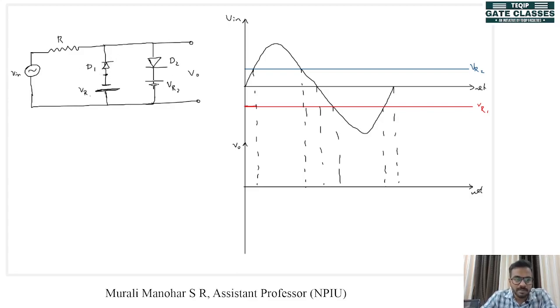During the positive half cycle, when we look at diode D2, until the input voltage reaches VR2, diode D2 will be off because the cathode is connected to VR2. So anode voltage is the input voltage, and until input voltage reaches VR2, diode is reverse biased and it is turned off. Until Vin reaches VR2, diode D2 will be reverse biased, so it is an open circuit, so Vout is directly connected to Vin.